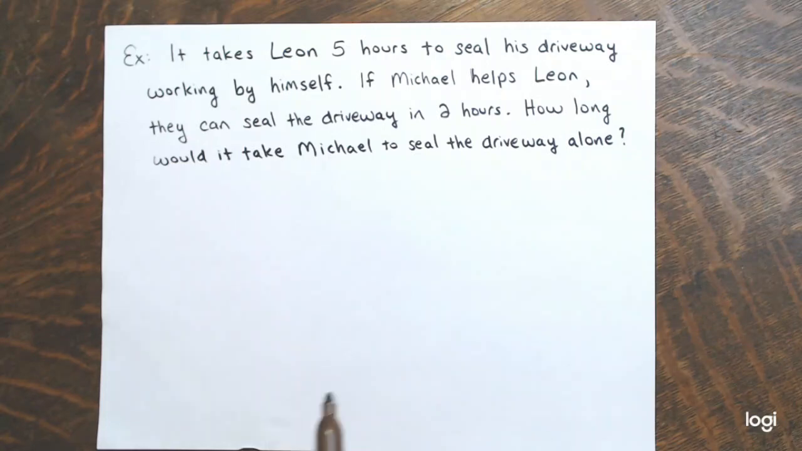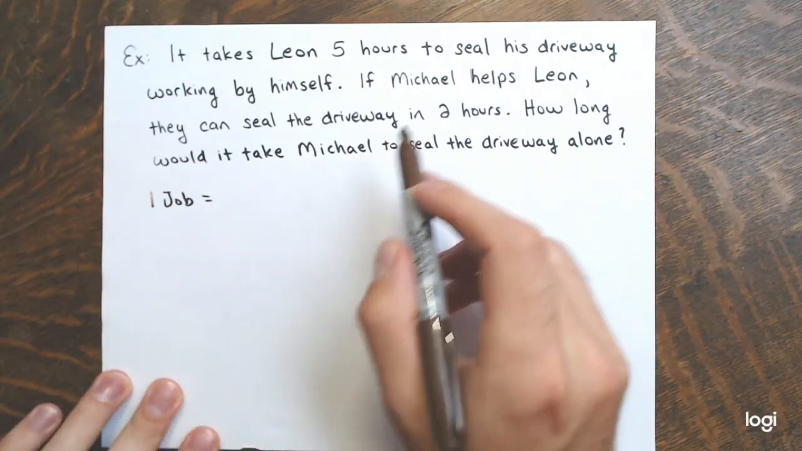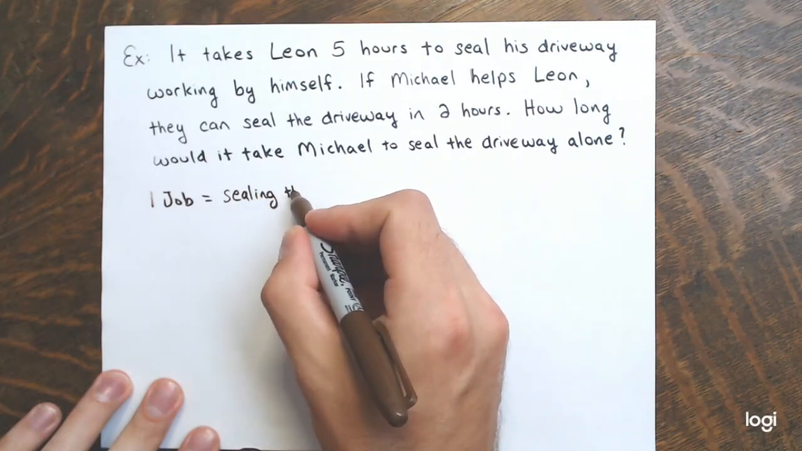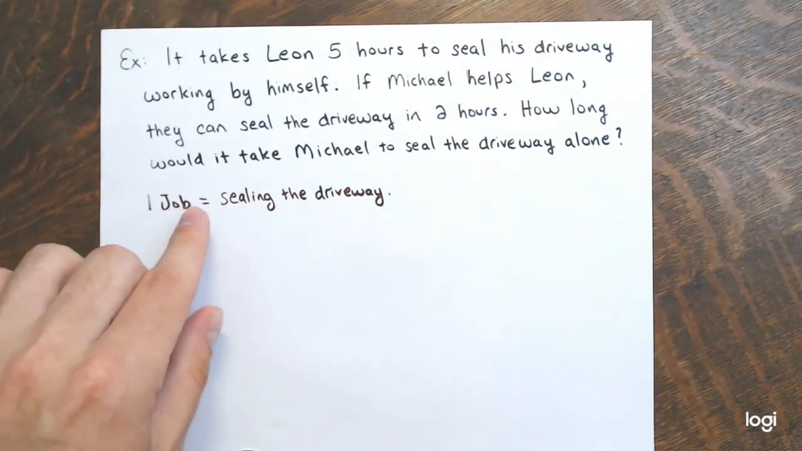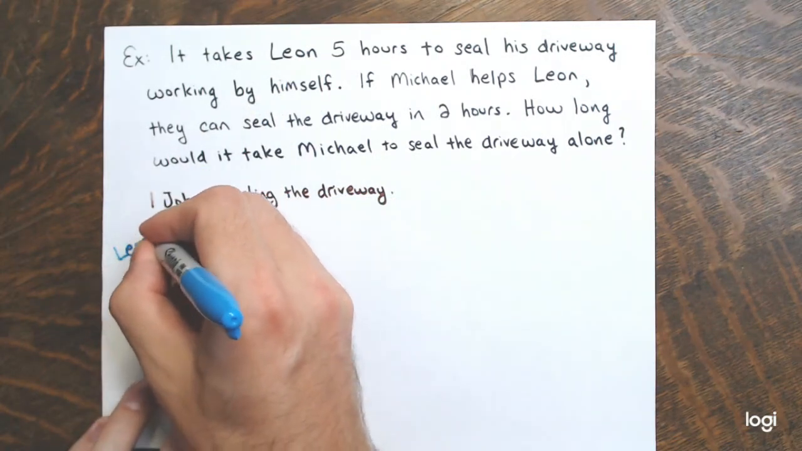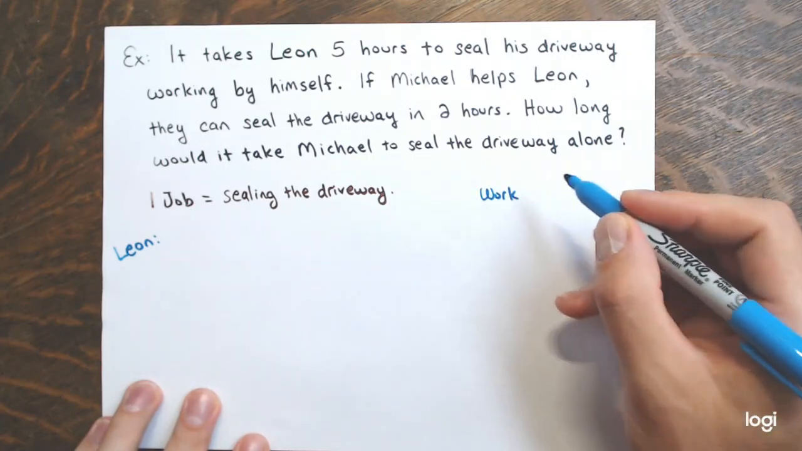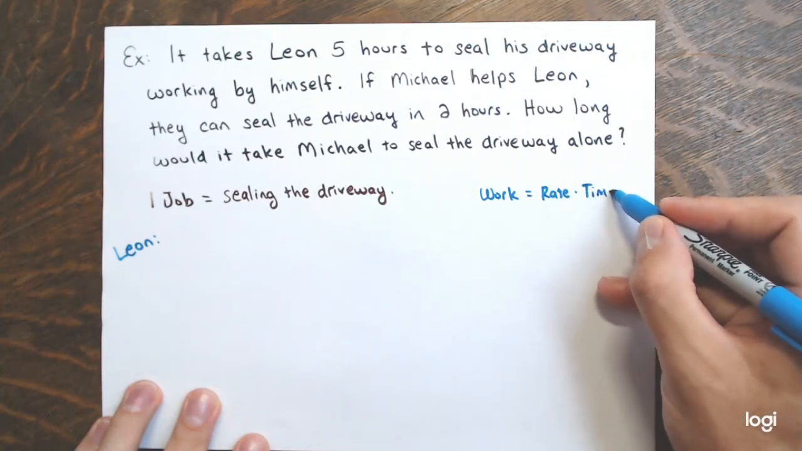Okay, so in this particular problem, when I mention one job, that one job being done here is sealing the driveway. Okay, so anytime I mention the job, I'm talking about this driveway that's being sealed, right? Sealing the driveway. All right, so the first information given to me is about just Leon on his own, right? And still using this same principle that the work done by someone or some group of people is equal to the rate at which they work multiplied by the time that they work for.